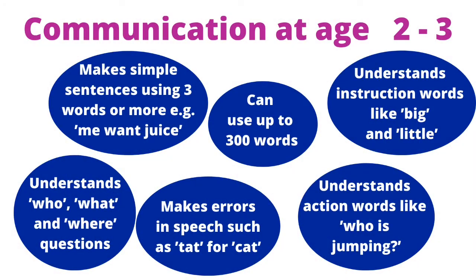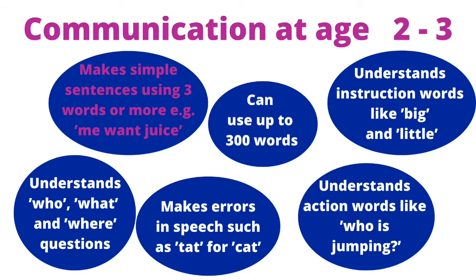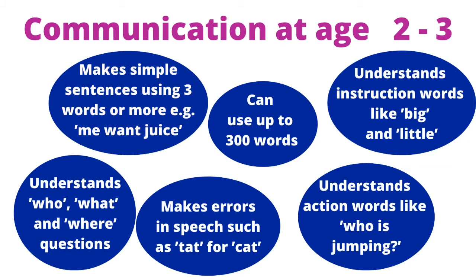So when a child is 2 to 3, let's see some of the things that might start to happen. A child 2 to 3 years will understand who, what and where questions. So we can start saying to them, who is this? Where is the ball? What is that? And point to things and ask them what it is, and they will start to understand that. They can use up to 300 words, which is amazing. They make simple sentences using 3 words or sometimes more. For example, they may say, me want juice, me see cat, all different expressions like this.